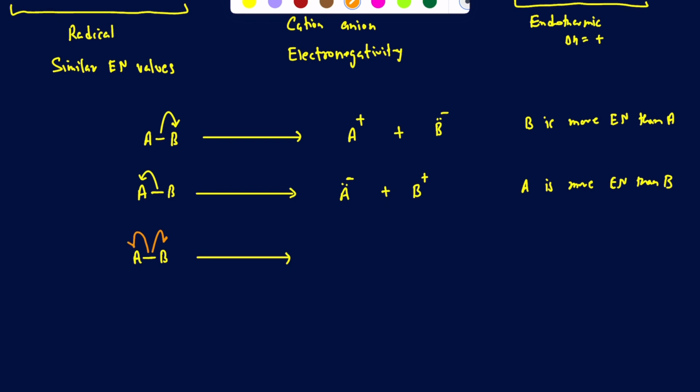So what I get at the end of the day is A with an extra electron and B with an extra electron. Anytime you get those extra electrons that are technically unpaired, those are called radicals. So you are making radicals whenever you're doing a homolytic bond cleavage. But in the case of heterolytic bond cleavage, you will be making anions and cations.